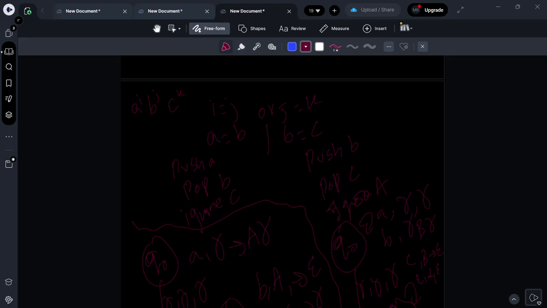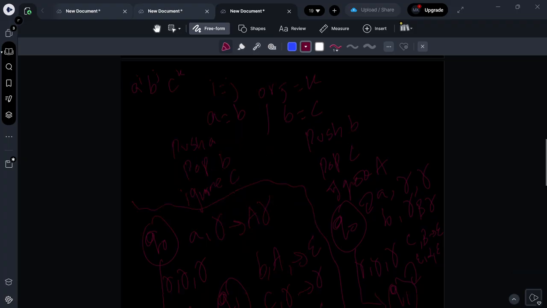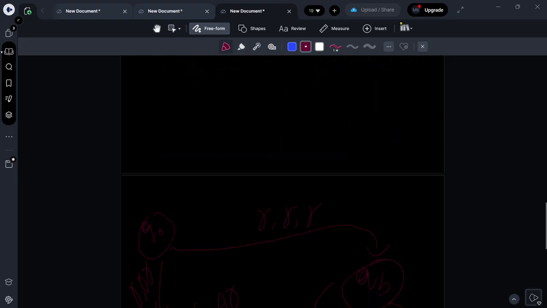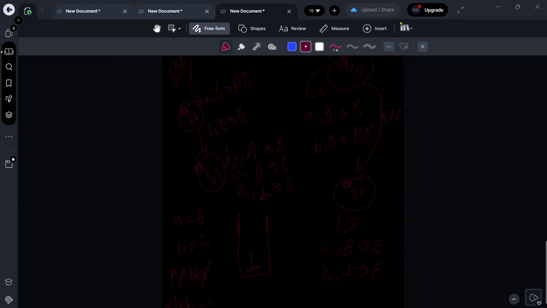Now we have a^i b^j c^k, where i equals j, or j equals k, meaning A is equal to B, or B is equal to C. Here the amount of C's doesn't matter, so C can be ignored. A and B are equal, they can be popped, and in C we just don't do anything. And for B and C, we can pop B on the basis of C, and A here we can ignore. So you read an A, put an A, just go there. You read a B, you pop it. If you see a C, just read it and ignore it. Then we will just read it.